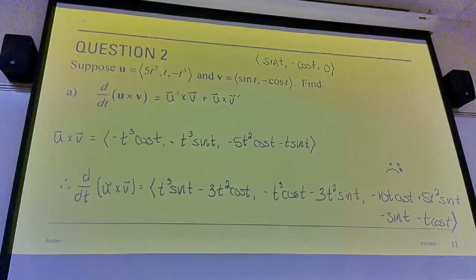We could combine my terms for the z coordinate. So I'm going to write that 5t squared first. Write minus sine t. And what should it be? Minus 11t cosine t.